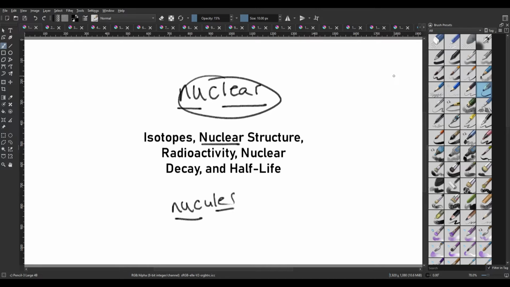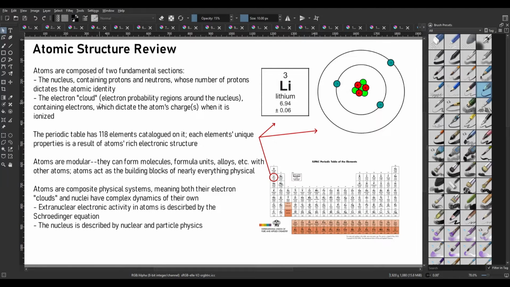Let's get started here. So we're going to start off here just doing a little review of the atomic structure. We should all know how this works at this point. So it says atoms are composed of two fundamental sections. You have the nucleus containing protons and neutrons, whose number of protons dictate the atomic identity. So if something has 3 protons here, doesn't matter how many neutrons it has, it's going to be lithium here because 3 is the number of protons that determines the atom's identity.